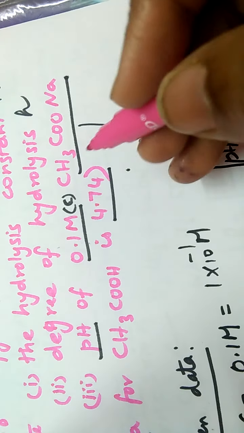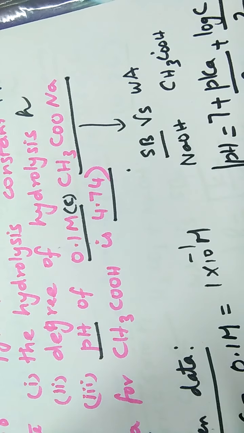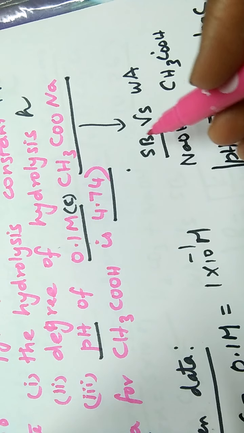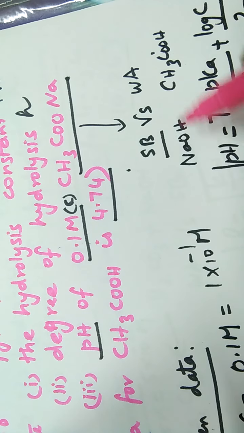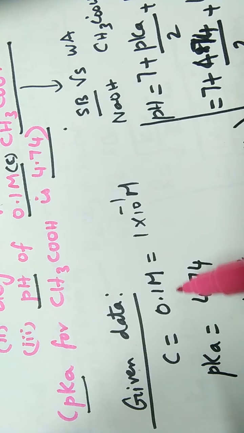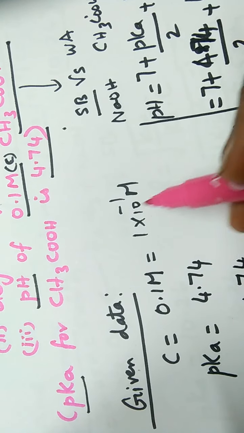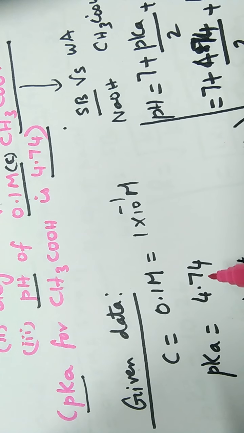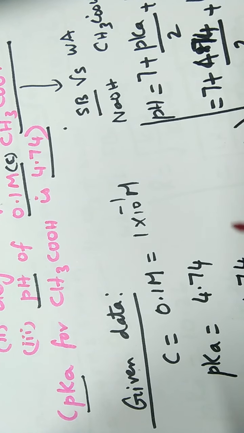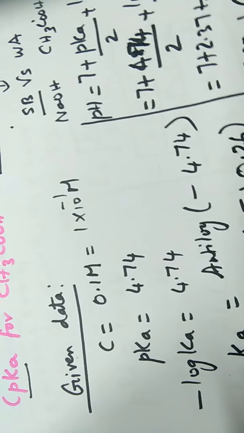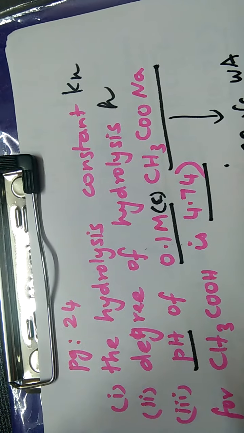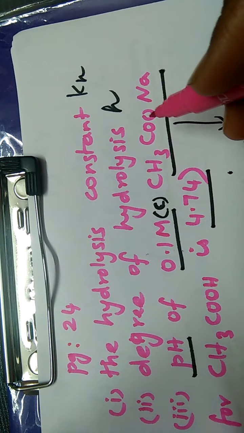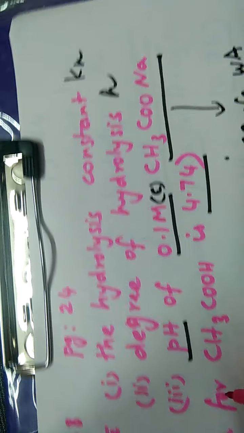We all know that sodium acetate is formed by the neutralization between strong base sodium hydroxide and weak acid acetic acid. The given data: concentration of the salt is 0.1 M, which is equal to 1 into 10 power minus 1 M, and the pKa value is 4.74. These two data alone are given. Having the pKa, how are we going to do the problem? We have to find Kh, H, and pH.